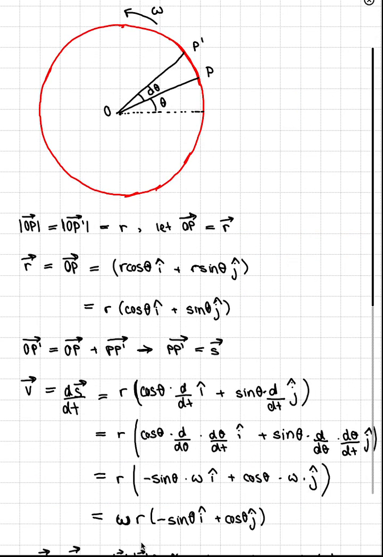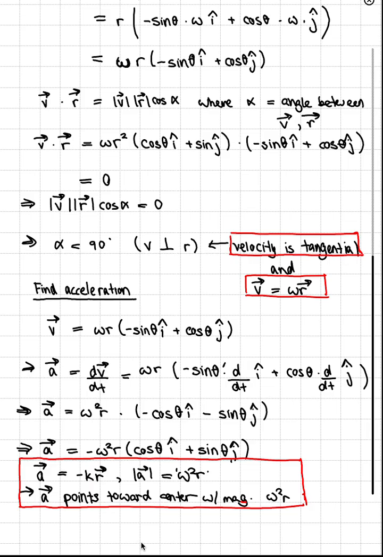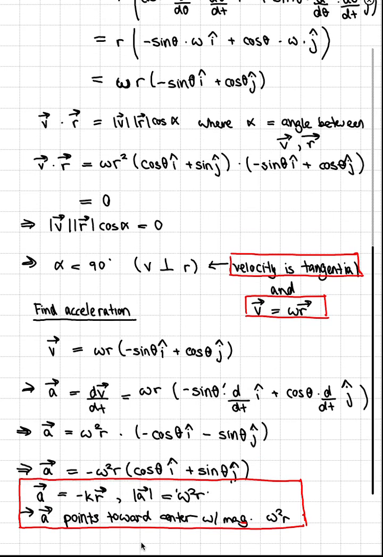v dot r in this case is omega r squared, because remember, r also has a magnitude of r. I know that's a bit of a confusing name, but stay with me here, okay? Times cosine theta i plus sine theta j. I forgot to write this theta here, sorry. Dot negative sine theta i plus cosine theta j. However, when we take the dot product of these values, we end up getting cosine theta times negative sine theta plus sine theta times cosine theta, which is 0, right?